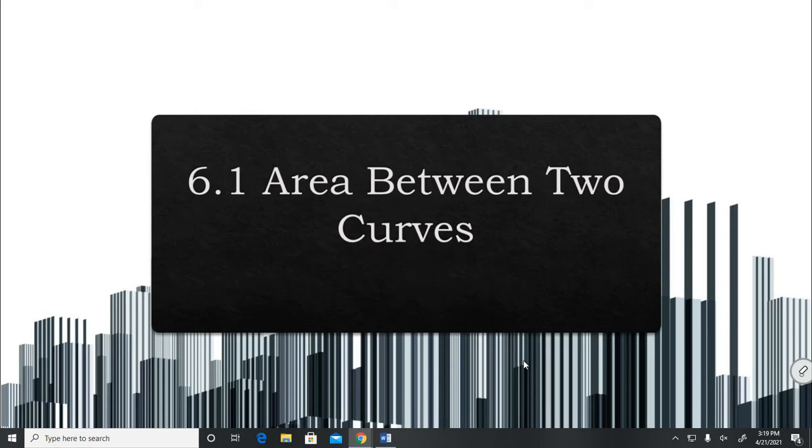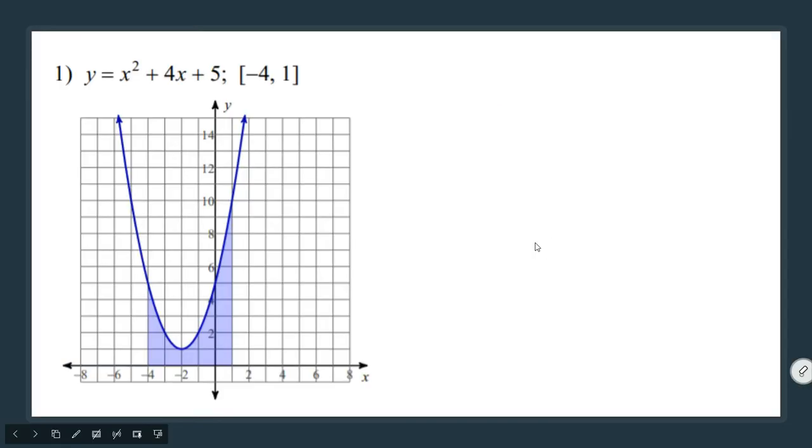Hi everybody, welcome back. Today we are going to be looking at the area between two curves. Previously, we've talked about how to find the area between the x-axis and one curve, and the way that we have done that is with a definite integral.